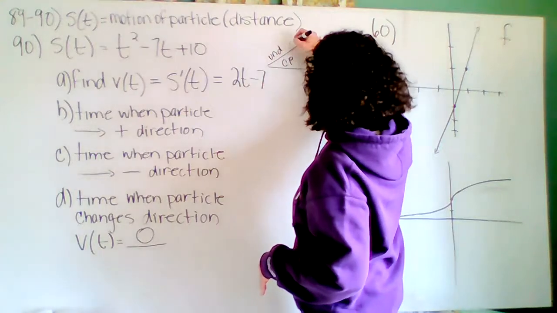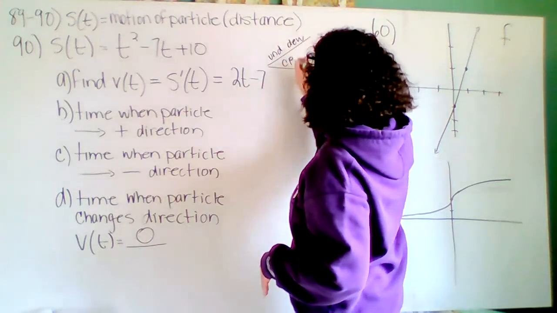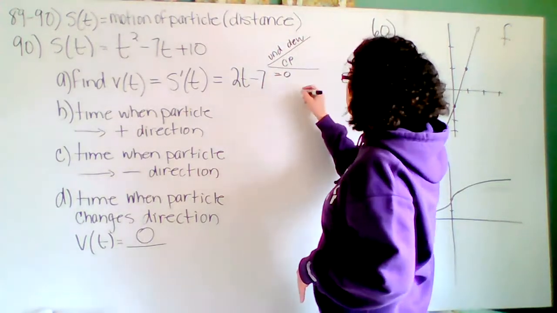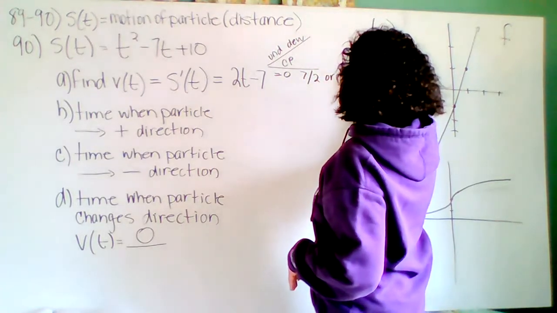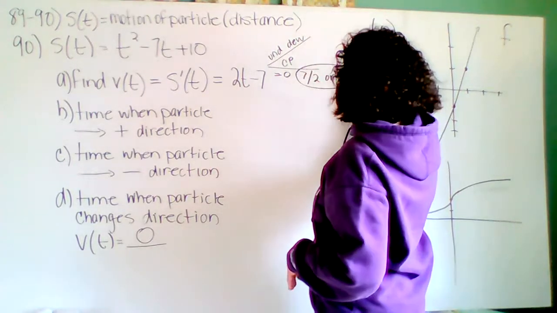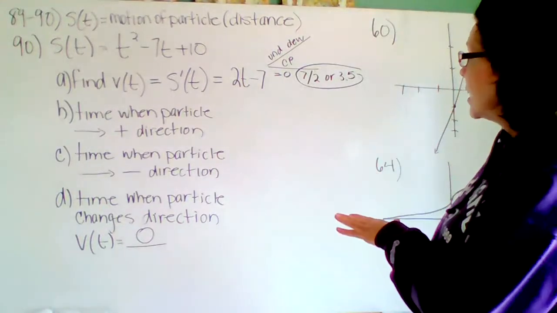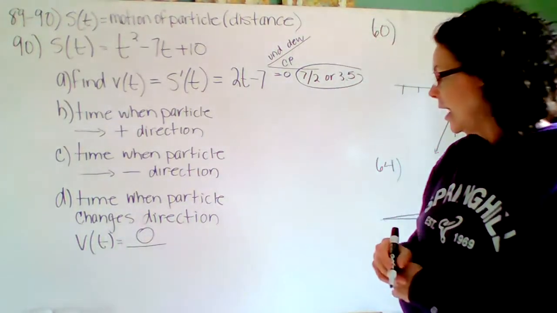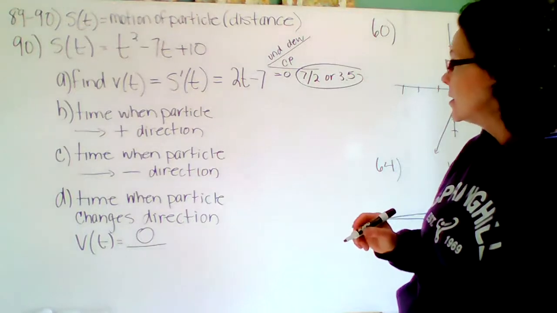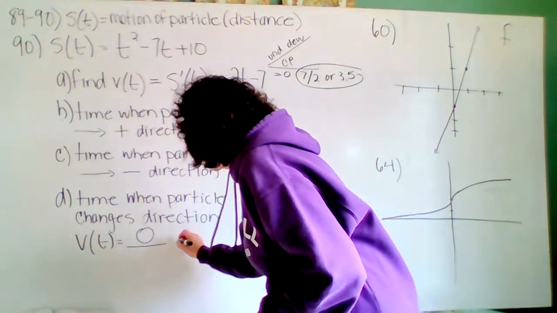That would be the critical points where this derivative is undefined. It is defined everywhere. Where is it equal to 0? That would be at 7/2, or 3.5, would be the time. There we go. So we just answered the derivative is 0 at 3.5 seconds. And so we just answered D.